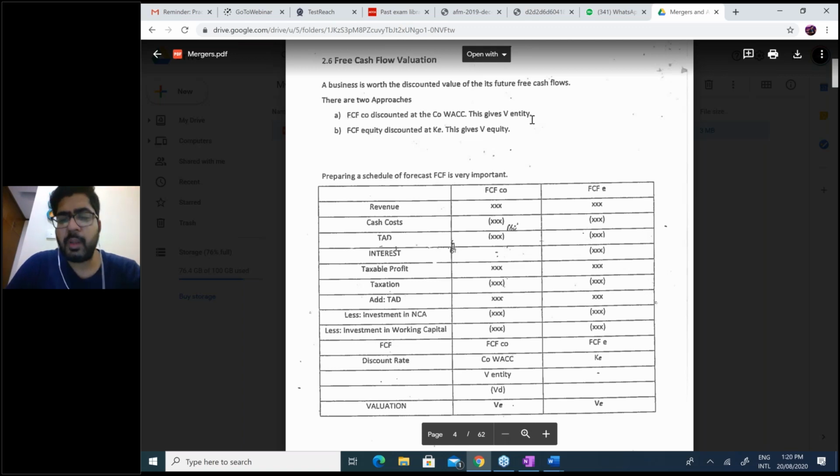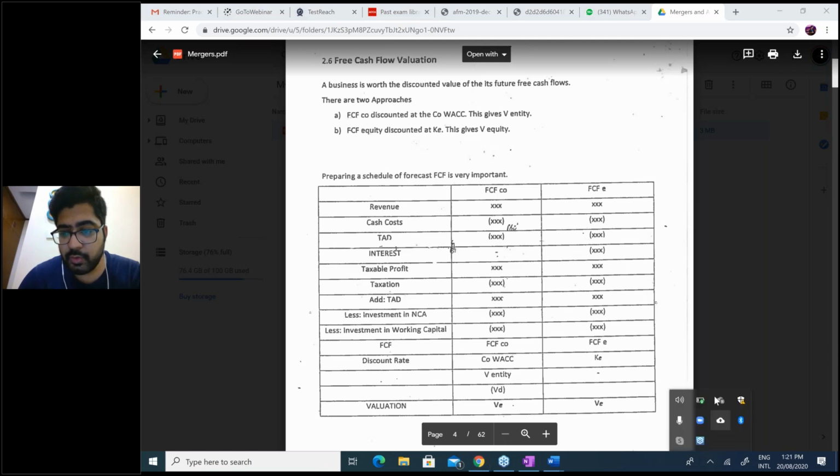The second difference. When you get FCF to company, you discount it with the company's WACC. But in FCF to equity, you discount it with KE, the cost of equity, to directly get the value of equity. Whereas in the other, you get value of entity, then deduct value of debt to get value of equity. So you need to record the future revenues, the future cash costs, the future depreciations. Then take interest in FCF to equity, but not in FCF to company.